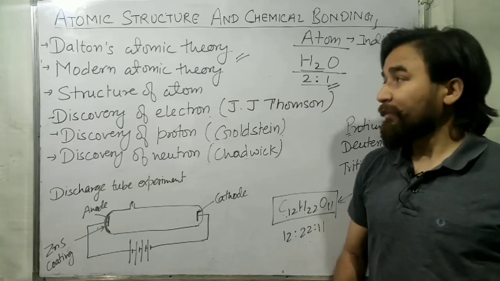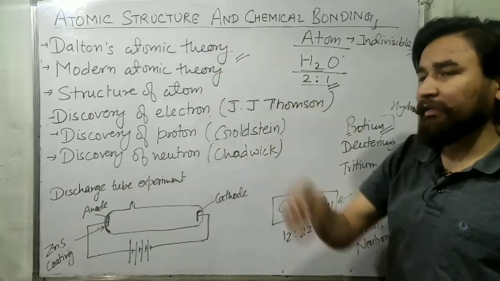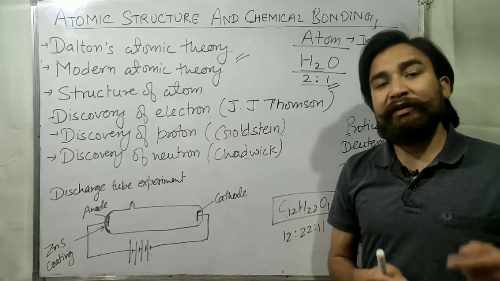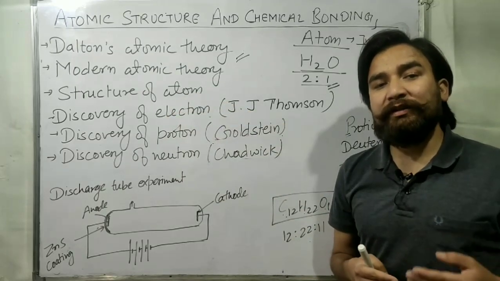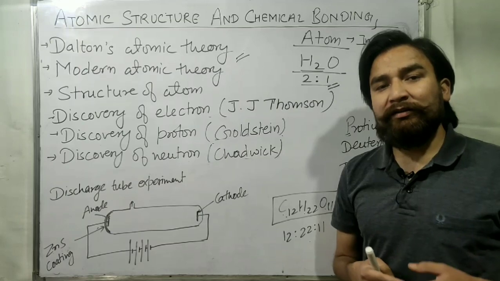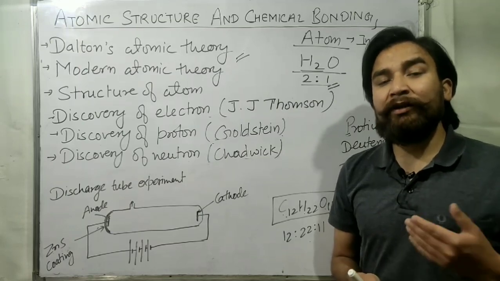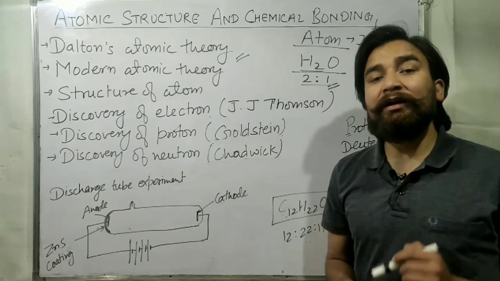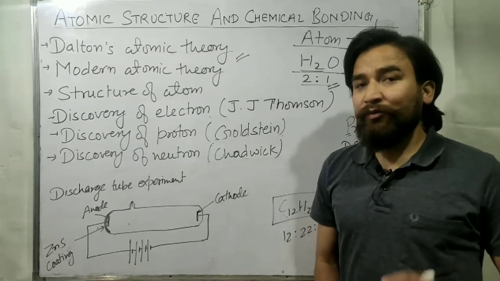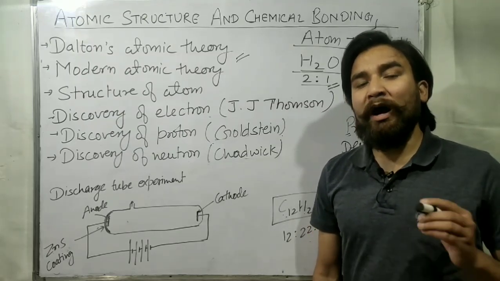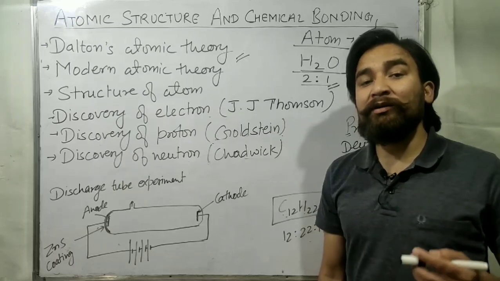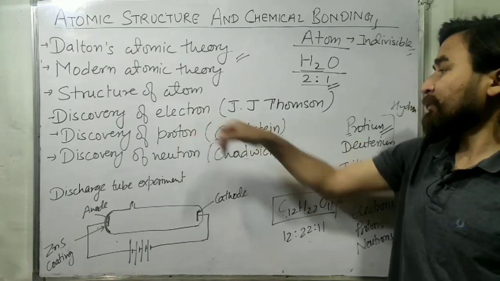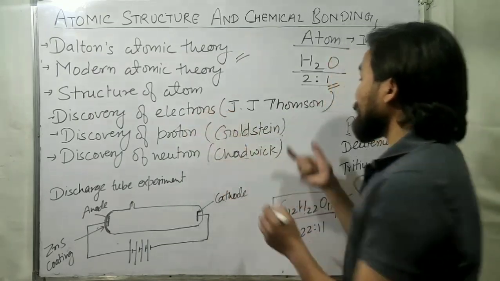So hope you have understood the atomic theory. The next topic is structure of atom. In structure of atom, we will study subatomic particles like electrons, protons and neutrons, and we will also learn about their position within the atom. Now, first of all, we will know how these subatomic particles were discovered. So first is discovery of electrons. How were the electrons discovered?